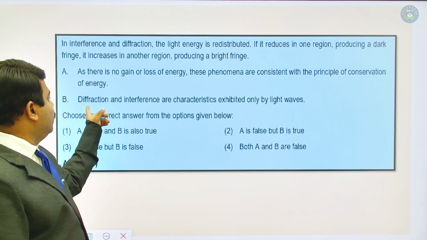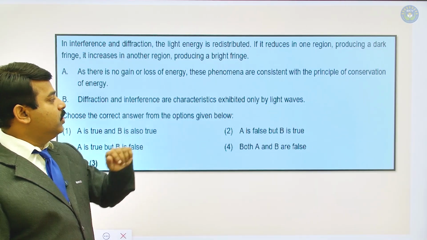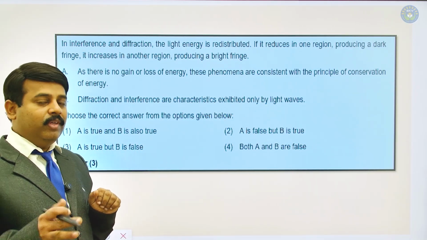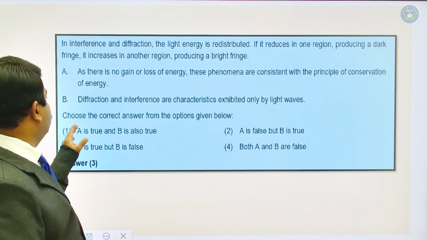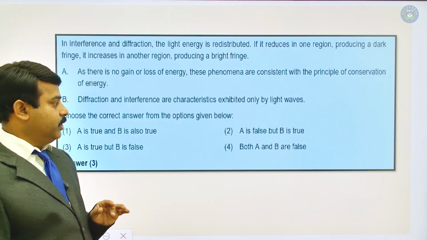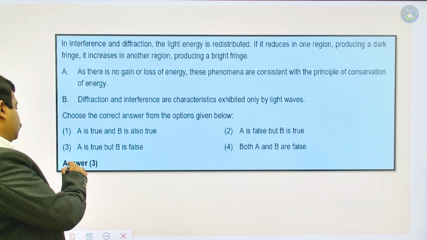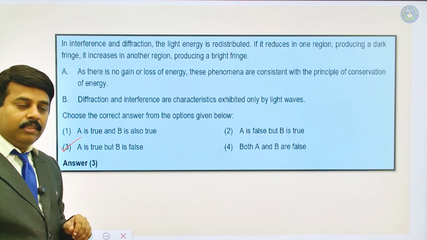So A is true. Diffraction and interference are characteristics exhibited only by light waves. No, sound waves, ocean waves, all these produce interference and diffraction. So option B is false. Then A is true, B is false. Option 3 is correct, right?